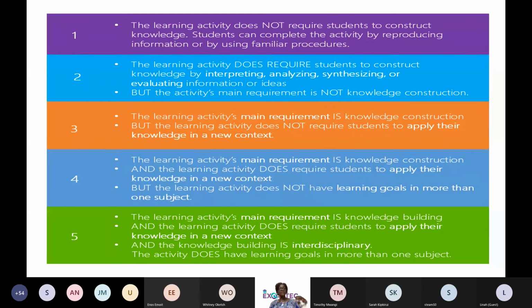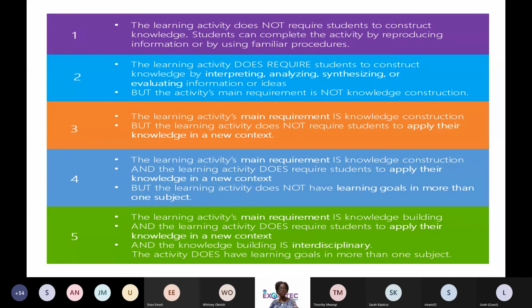So for instance, this is a rubric for knowledge construction. So rubric level 1 says the learning activity does not require students to construct knowledge. So at that point, that means at level 1, there is no knowledge construction taking place. They're just reproducing the information you gave them or using the procedure that you have given them as a teacher.